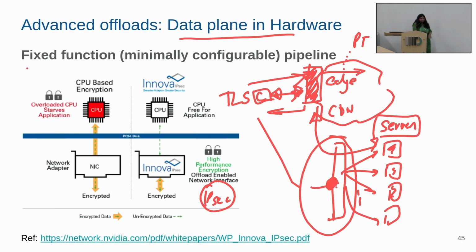And it's a fixed function solution. What does fixed function mean? The code is written, the hardware is created, and that hardware is pushed onto this NIC motherboard, done. Tomorrow if I want to change IPsec, I cannot change it. It's fixed function. And these fixed function solutions are typically called ASIC solutions.